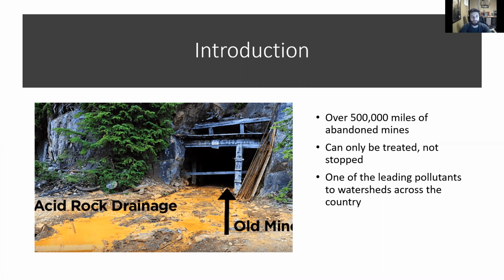Currently in the United States, there are over 500,000 miles of abandoned mines that are scattered all across the country. It is especially bad here in southwestern Pennsylvania because this area was a coal mining area. And the main problem with acid mine drainage is that there is no way to completely stop it, it's irreversible. You can only treat it.